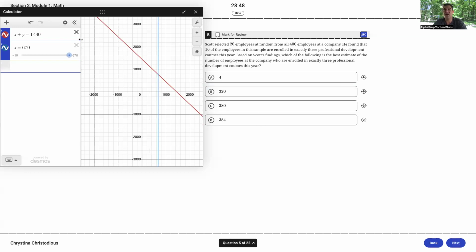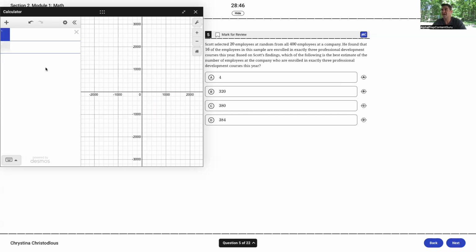All right, let's see what we've got. Another word problem. Scott selected 20 employees at random from all 400 employees at a company. He found that 16 of the employees in the sample are enrolled in exactly 3 professional development courses that year. This is 16 in the sample out of 20 in the sample. For the moment, I'm just going to say 16 out of 20.